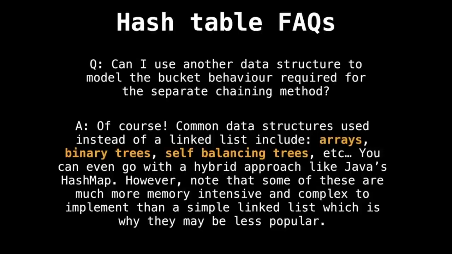Another question: can I use another data structure to model the bucket behavior of separate chaining? Yes, of course. Common data structures that can be used instead of a linked list include arrays, binary trees, and self-balancing trees. Java uses a hybrid approach in its hash map. Once they get to a certain chain length, they switch to a binary tree, or maybe a self-balanced binary tree, I'm not too sure. However, these alternative methods are a bit more memory intensive and complex to implement, which is why they may be less popular, but they might be a lot faster too. I haven't actually implemented them myself.